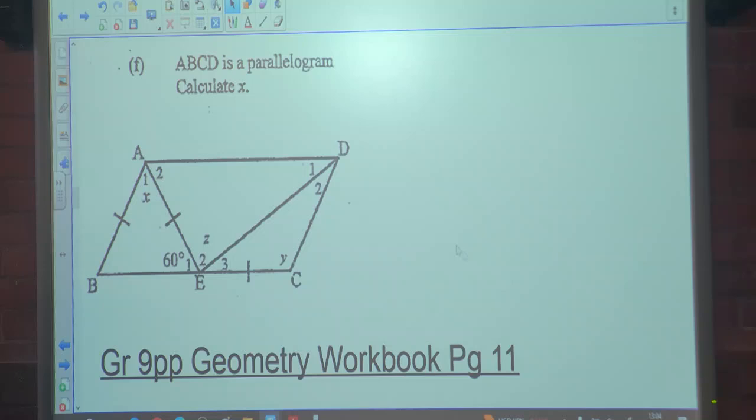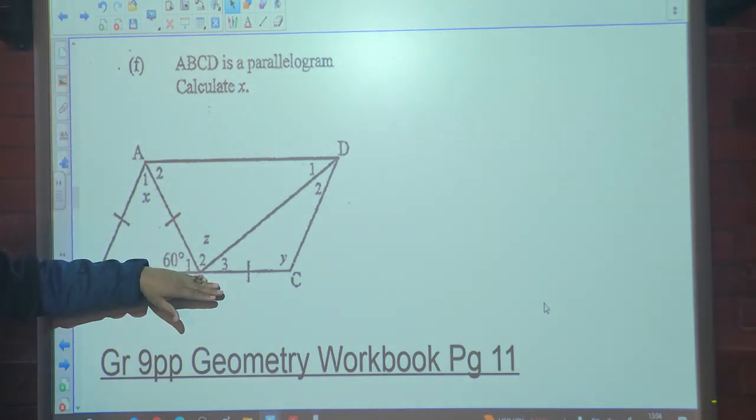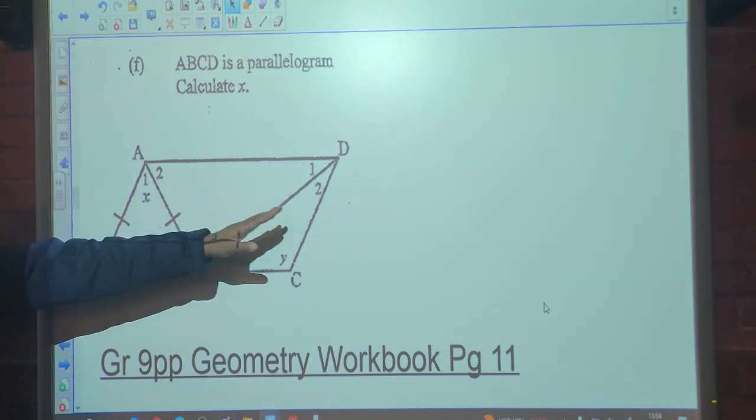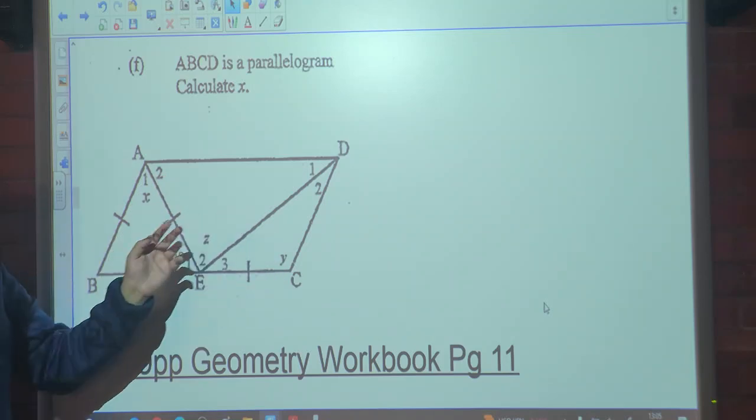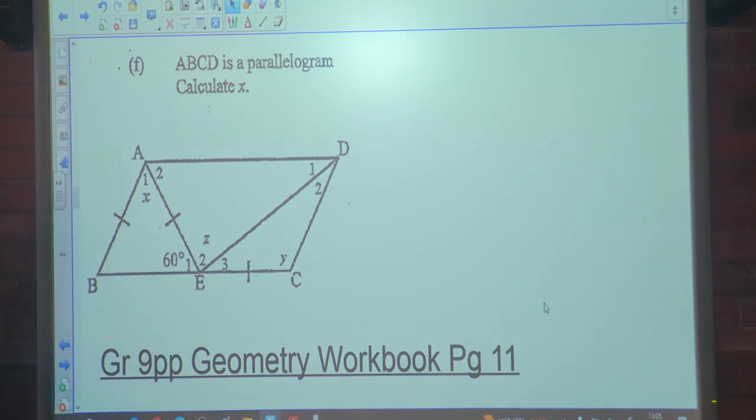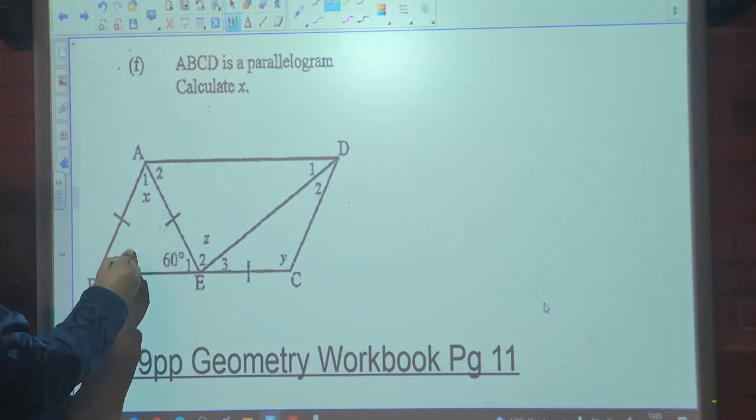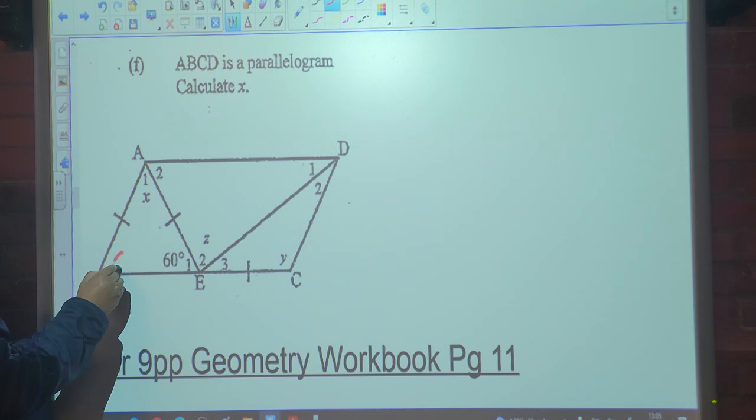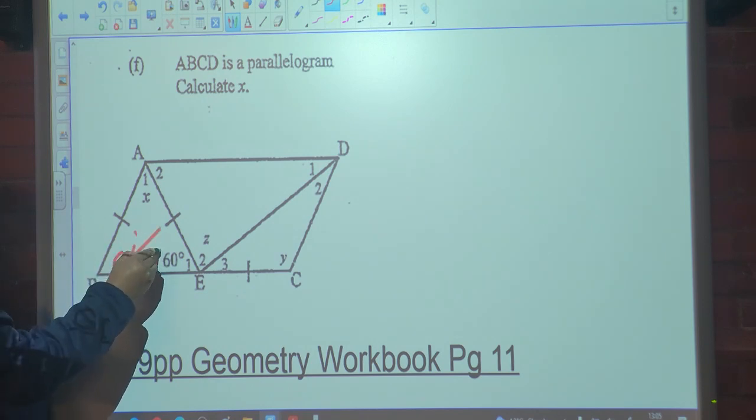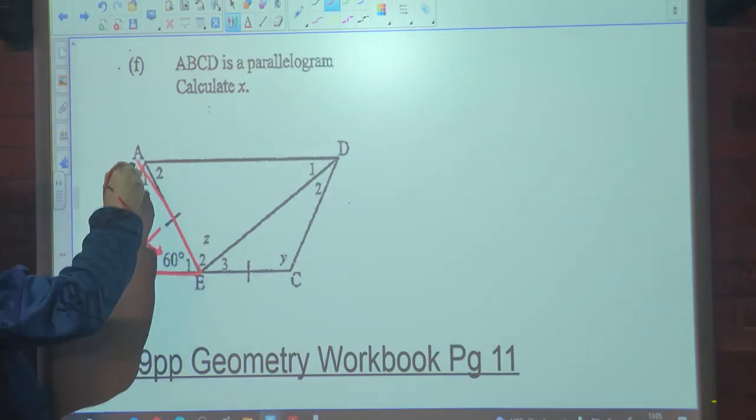Here we are told that ABCD is a parallelogram. So ABCD is a parallelogram, four things come to mind. Two pairs of opposite sides are parallel. Two pairs of opposite sides are equal. Two pairs of opposite angles are equal. And diagonals, there's no diagonals here, but they bisect each other. Right, so what can be calculated first? x. Not so, because this angle is 60. Angles opposite equal sides. And then I can go with sum of triangles.